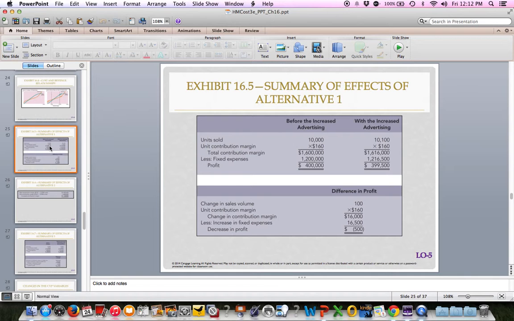So big picture with these analyses, obviously there's a whole lot of assumptions that go into it. How do we know that we're going to sell 100 more units if we increase advertising? We don't know for sure. We think that's what's going to happen, or maybe we have some market research that says more product awareness will result in more sales. So it's a matter of how in tune we are with our marketing and with our customers to know that. We're looking at our competition, of course, also.